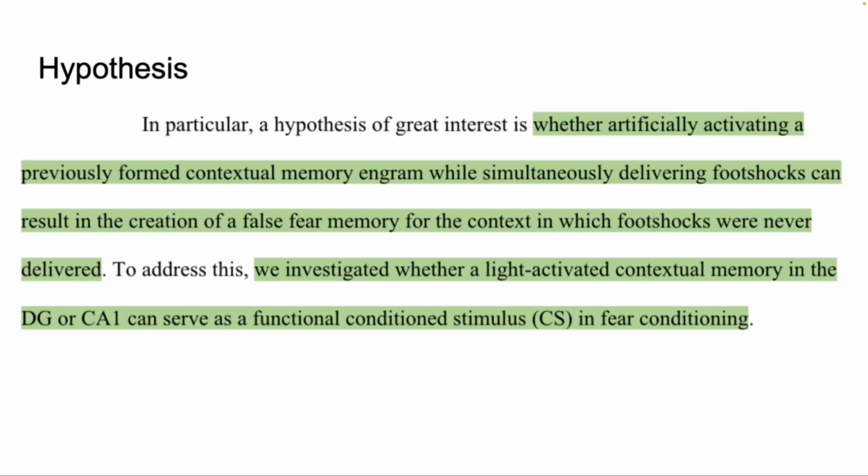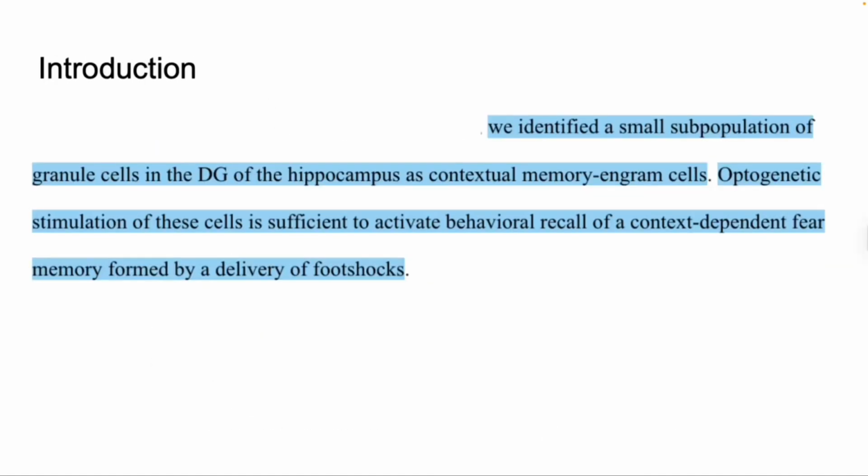Why did they choose DG and CA1? That's a good question. So if you remember in the introduction, this was the prior research. They identified that the DG and the CA1 in the hippocampus are where you find those contextual memory engram cells, so the physical location of the contextual memory. So that prior research kind of said, hey, this thing is here. If we activate it, can that be the same as reactivating the memory?